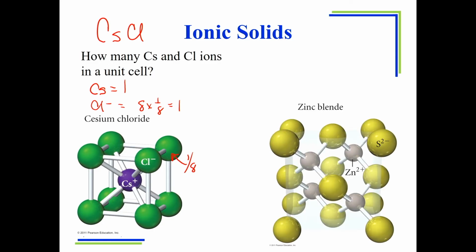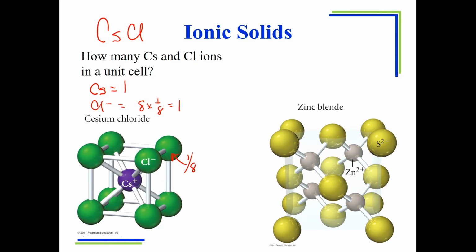Let's look at the right-hand side. This is the unit cell of a zinc blende, okay? It doesn't have an edge. So we do see something a little bit different here, so let's see what we have.